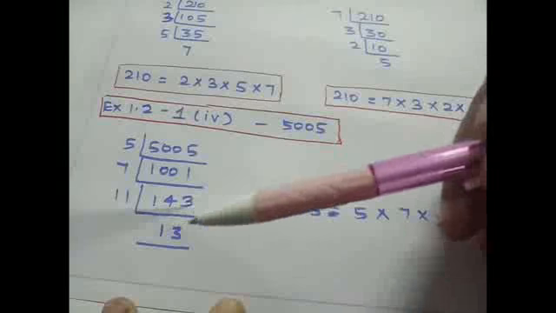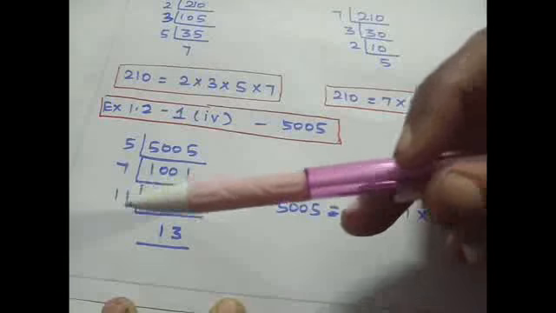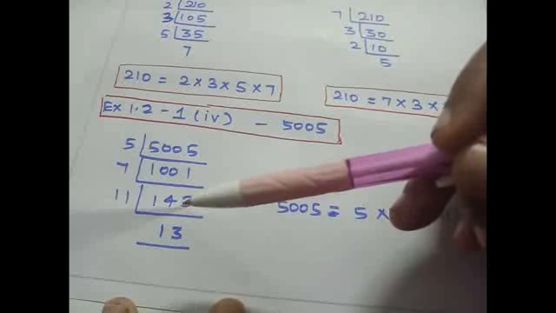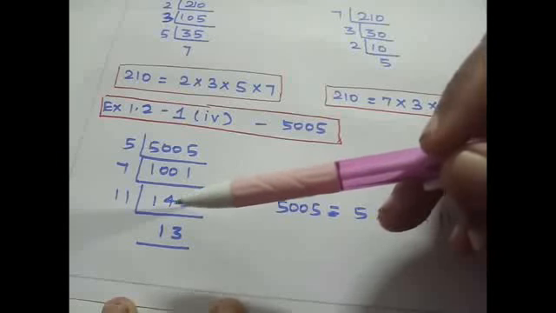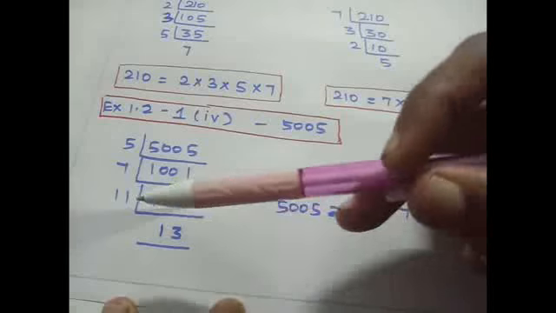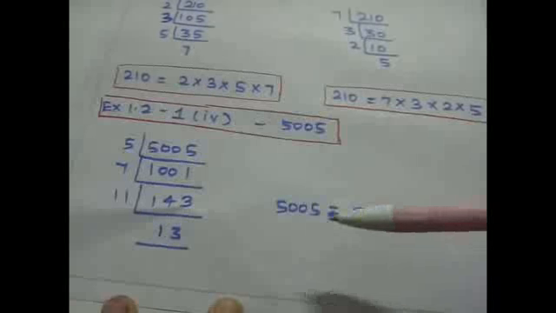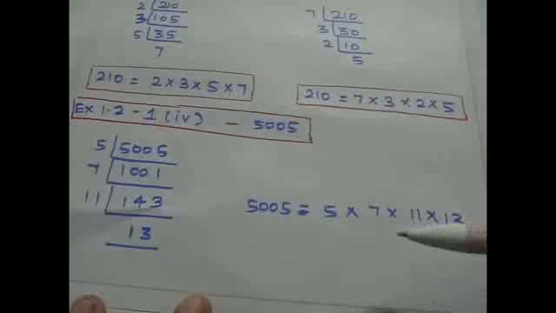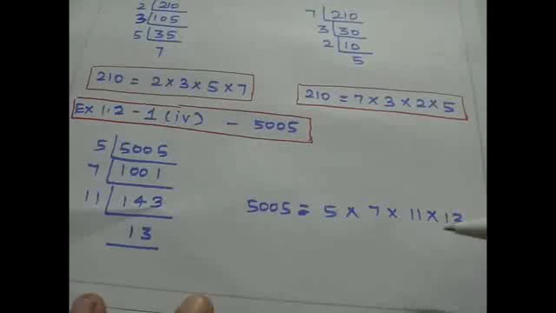So 143, actually it's coming in the 11 table. So 11 ones are 11. You have remaining 3. Just imagine this 3 here. So 11 3s are 33. So this 5005 is expressed as the product of primes.